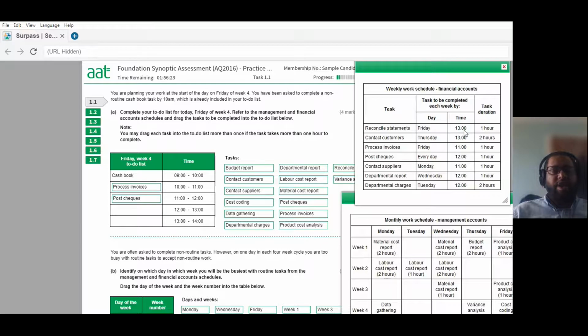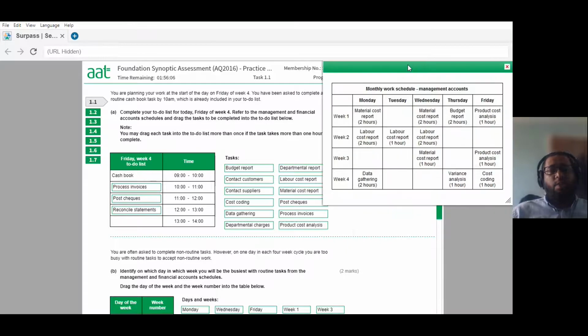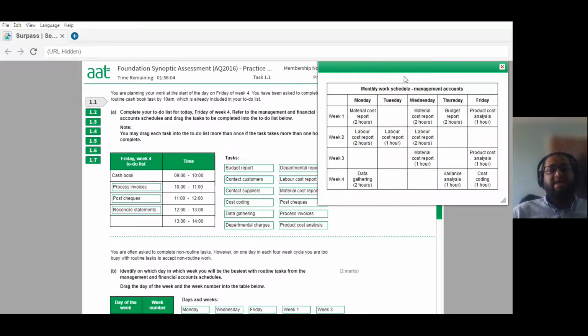And then if you go further down, you have the reconciling statements that is already there. That can be done up to 1 o'clock. That is all sorted. But now there is no further financial accounting task left on this list that needs to be done on a Friday, so we can simply close that. And then we move on to see, on Friday, do we have anything else?